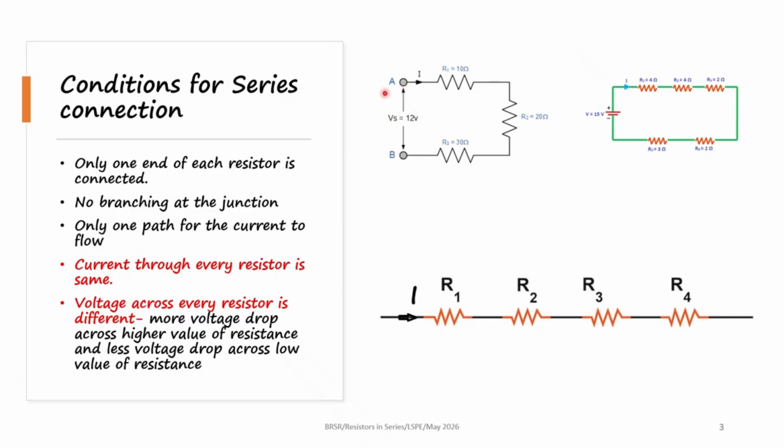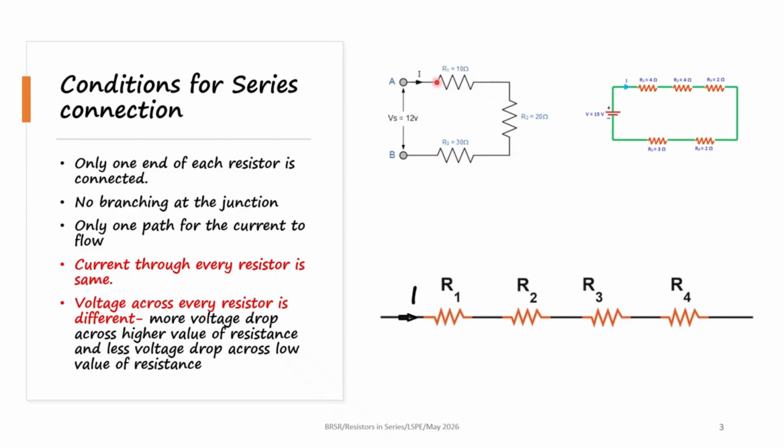And in a series connection, the current flow will be the same throughout. Say for example, a 5 ampere current is flowing through this resistor of 10 ohms. The same 5 ampere will flow through the resistor of 20 ohms. 5 ampere will flow through the resistor of 30 ohms. So though the voltage is different, the current in a series connection will remain the same. The voltage will be different across each resistor based on the value of the resistor.